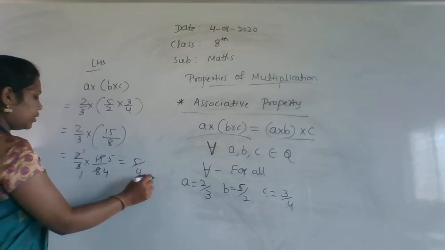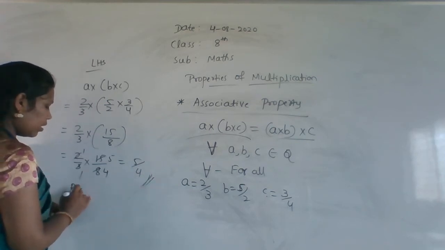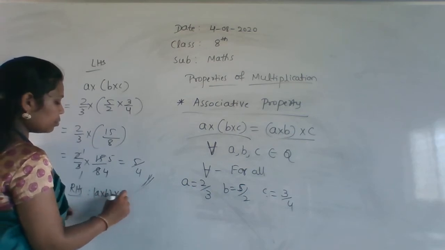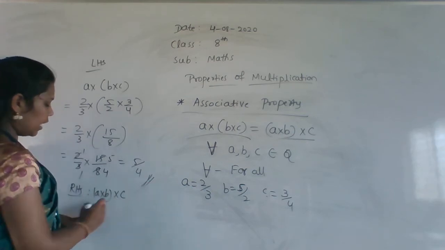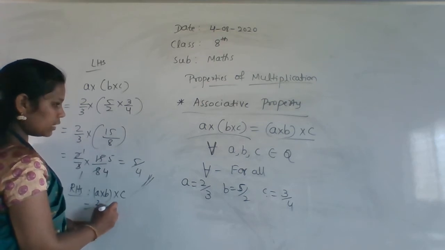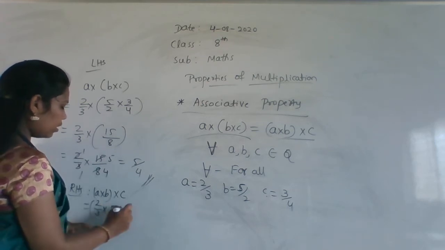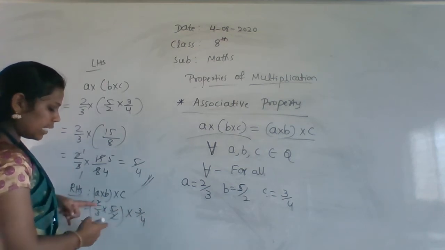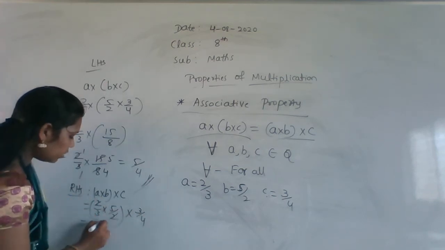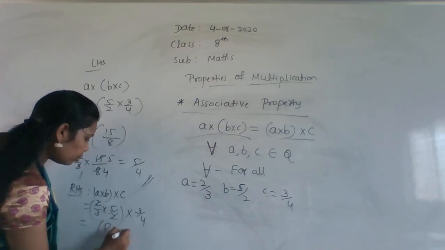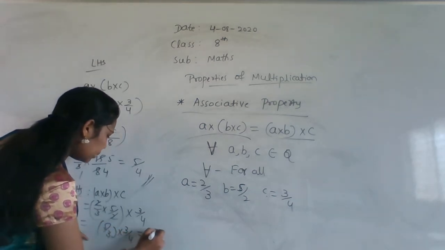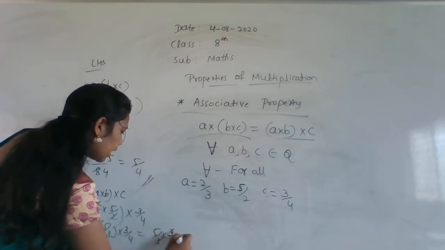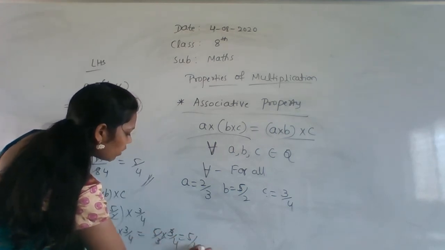Now we do the RHS. RHS is what here? A into B and into C. A is 2 by 3 and B is 5 by 2 and C is 3 by 4. Here the 2 gets cancelled, right? Here 5 by 3 into 3 by 4. Here the 3 gets cancelled again. The answer will be 5 by 4.